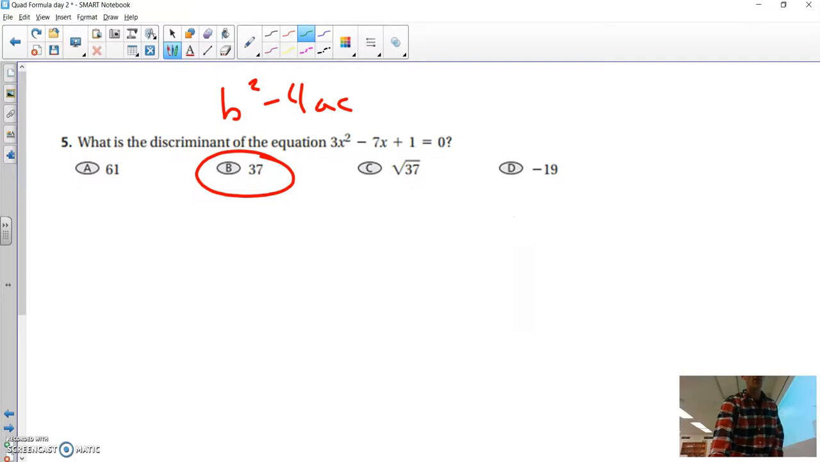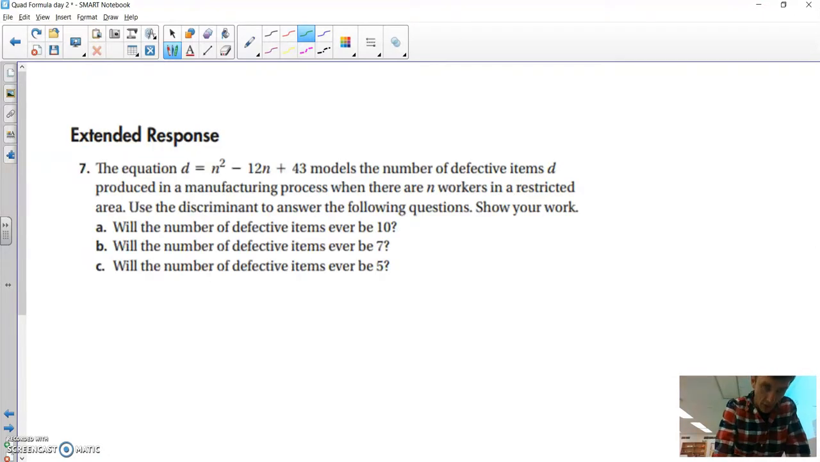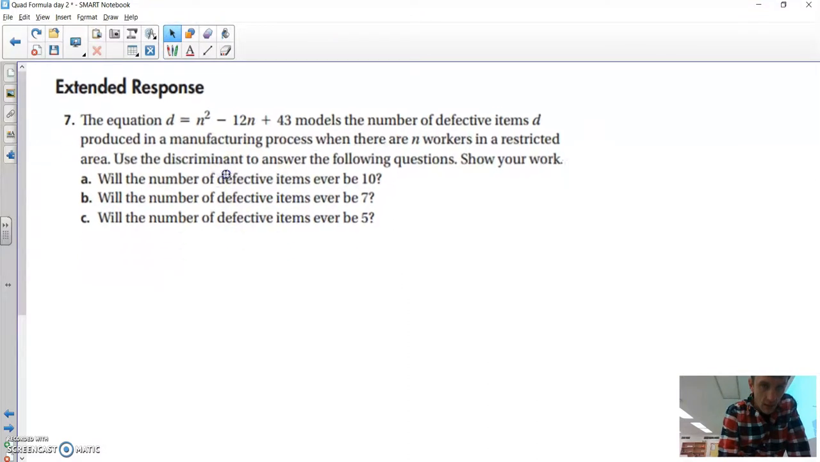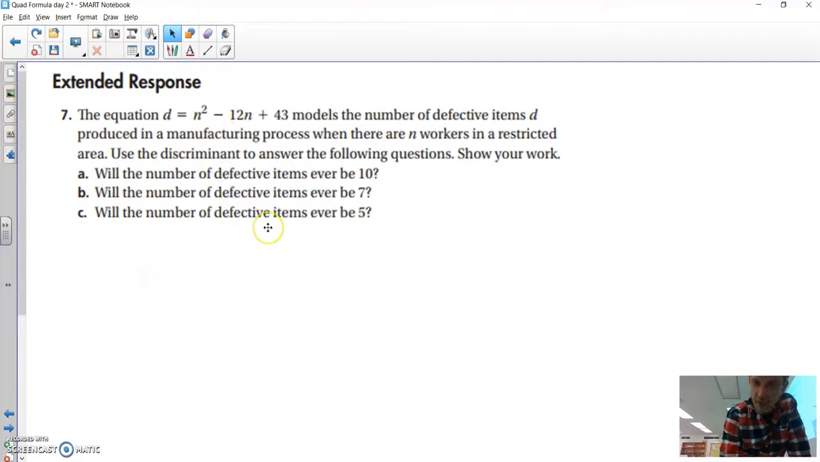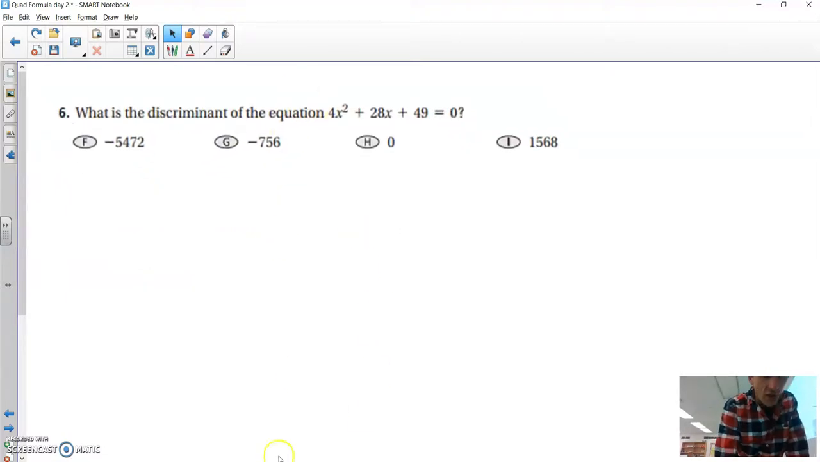So I'm going to jump down, and I'm going to save myself some time tomorrow so that I don't have to talk about number 7. Okay, number 7. Actually, you know what? We'll come back. We'll do 7 in class tomorrow because I think that would be a lot better. Let's talk about 6 real quick since we just talked about the discriminant.